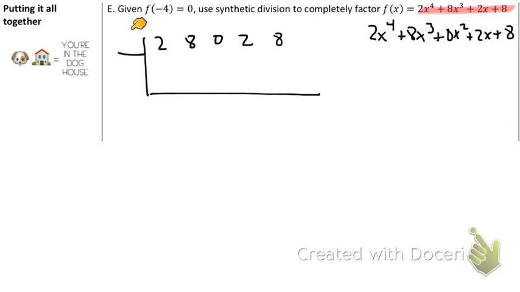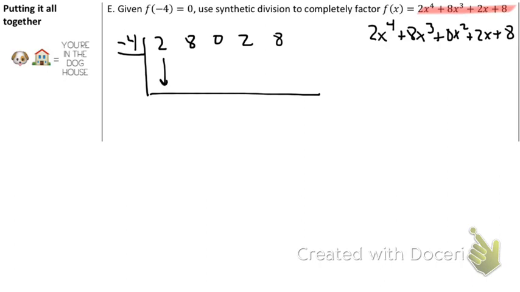So let's set up our box. And we're going to take all the coefficients, just like we did: 2, 8, 0, 2, 8. Okay, the number that goes here is the number we're plugging in. Again, when you're plugging in a number, do not change the sign. It just goes right here. So that's going to be -4. All right, let's do synthetic division.